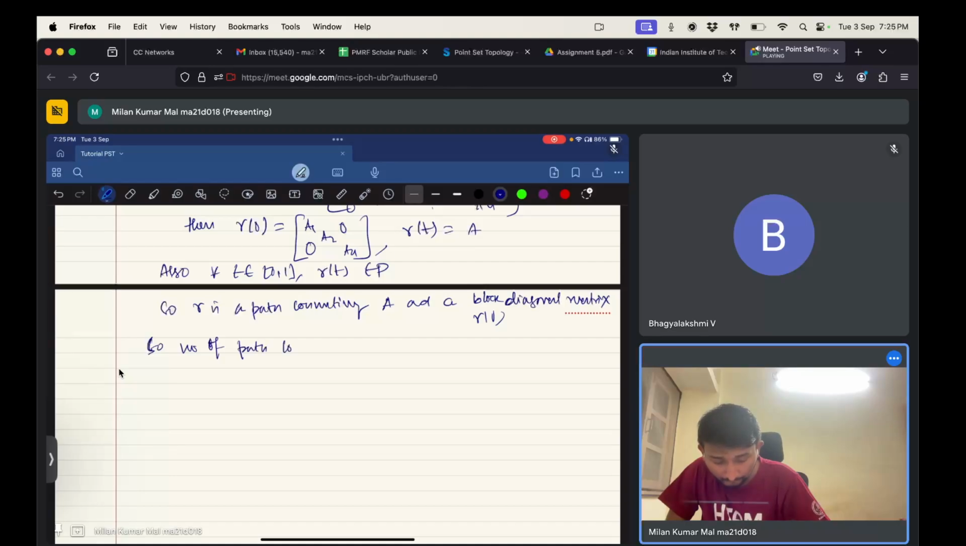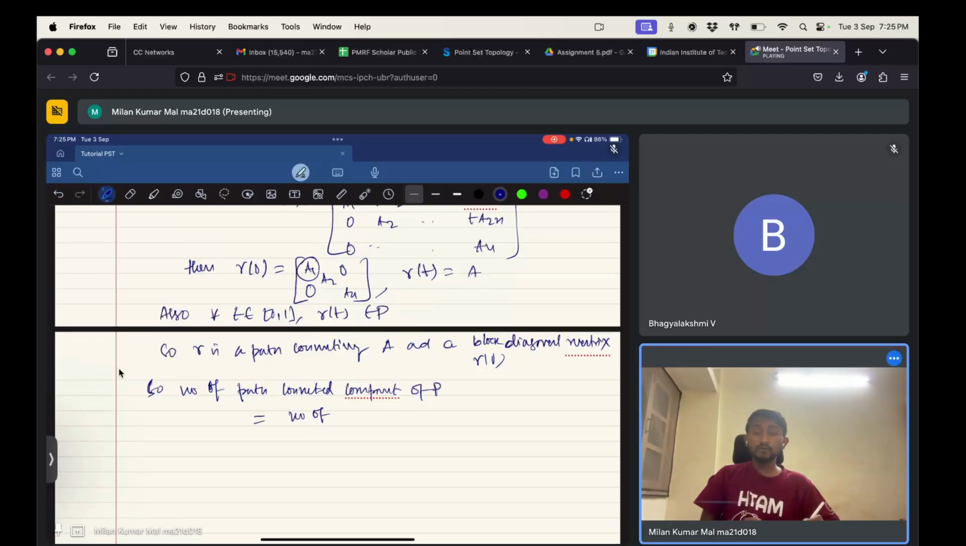So the number of path connected components of P is equal to the number of... now look at this, each Ai is an element of GL_{n_i} for some n_i, right? And here it is actually the number of such elements, k.